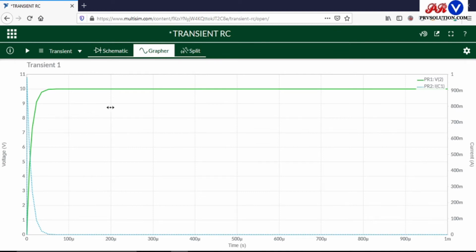So here I am getting the same curve as in the case of LR, but the only difference is that now this is our voltage curve, meaning voltage is increasing, and this is our current curve, current is decreasing across the capacitor.